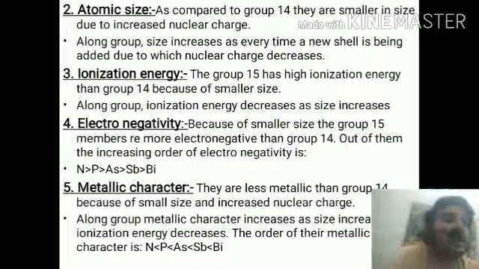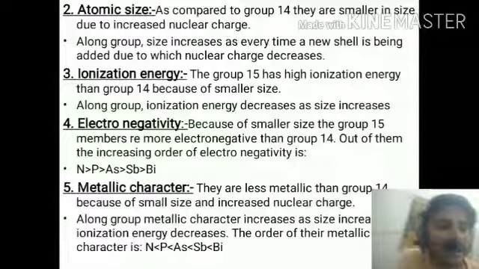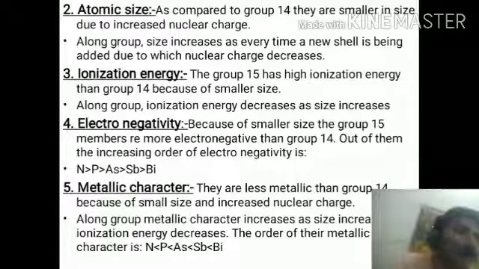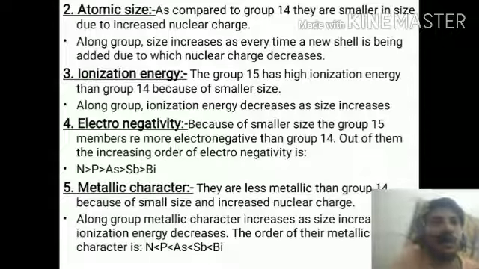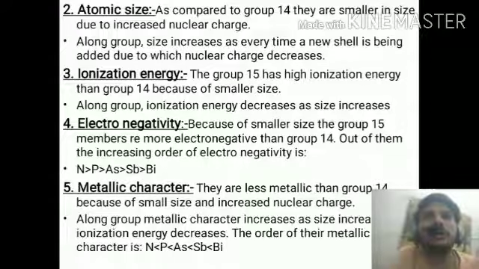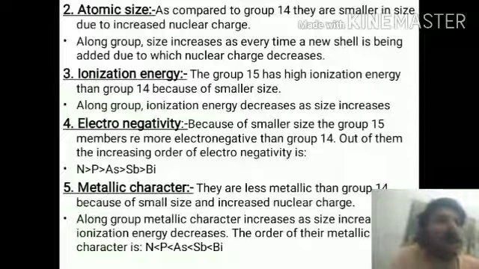Okay, group 15 elements, ionization energy depends on the size. If the size is smaller, then there is a high attraction force between the electron and the nucleus. So removal of the electron needs a high amount of energy, so we cannot remove the electron easily. That's why a small element has a high amount of energy, so it has a high ionization energy.